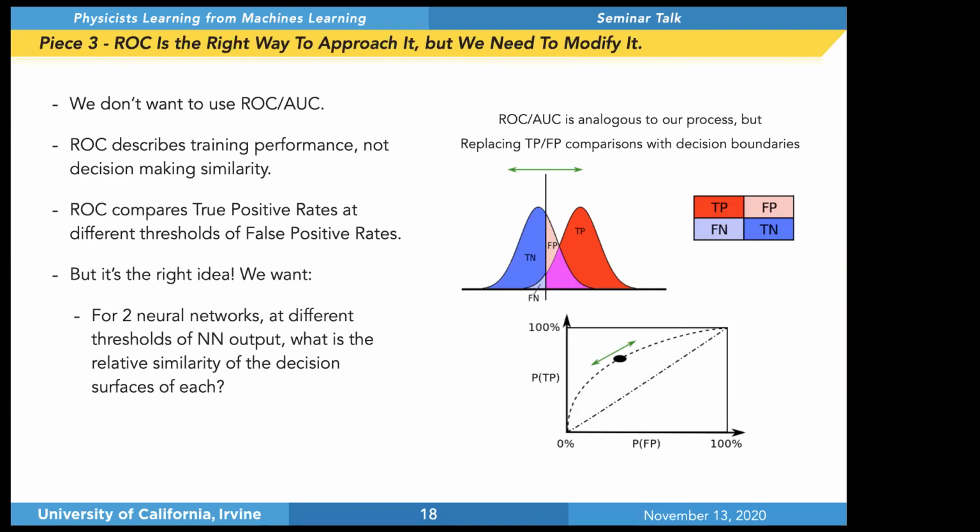And so for our task, what we really want to know is, for these two neural networks that are trying to make the same predictions and trying to learn the same information, for all the different outcomes that they can come up with, what is the decision making, or rather the decision surface, of those two neural networks? Are they making the same decision at each of those outcomes, or are they making different decisions? And so we came up with this metric that we call the decision ordering.